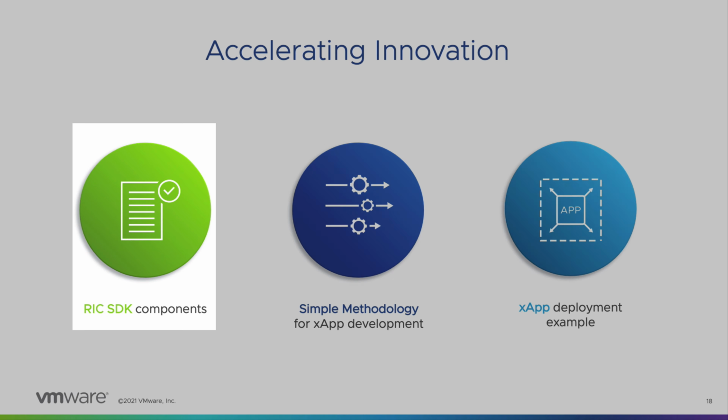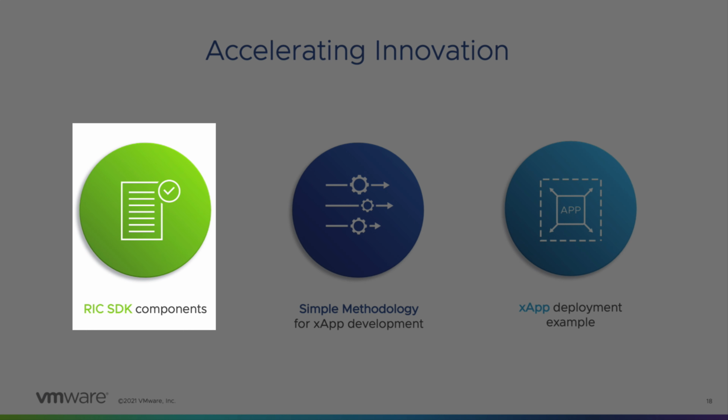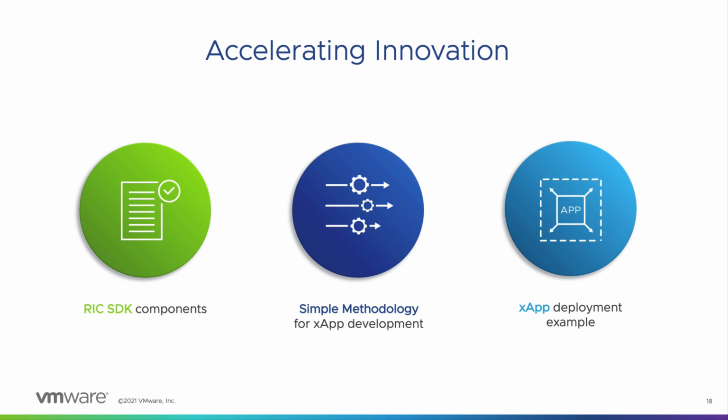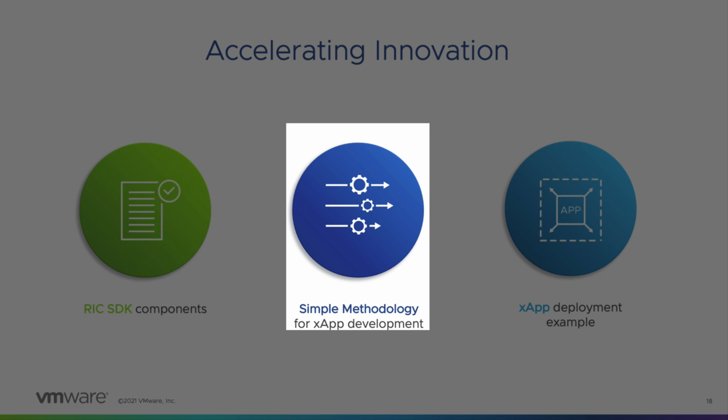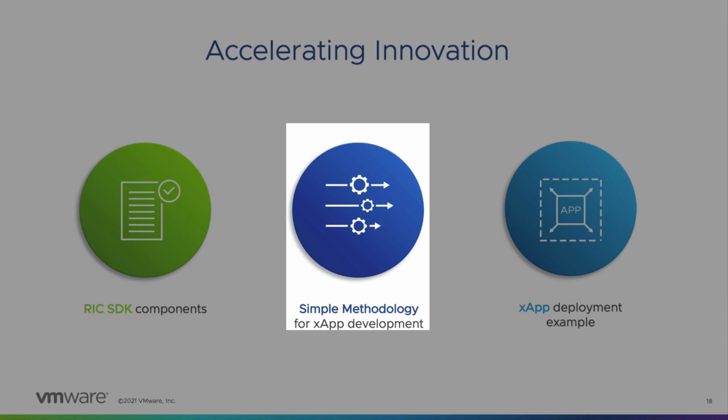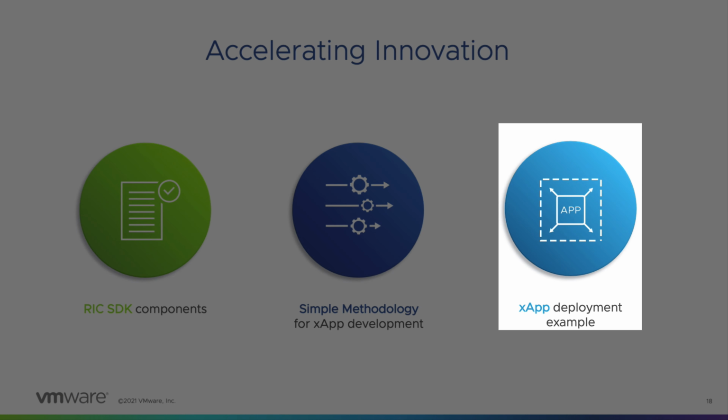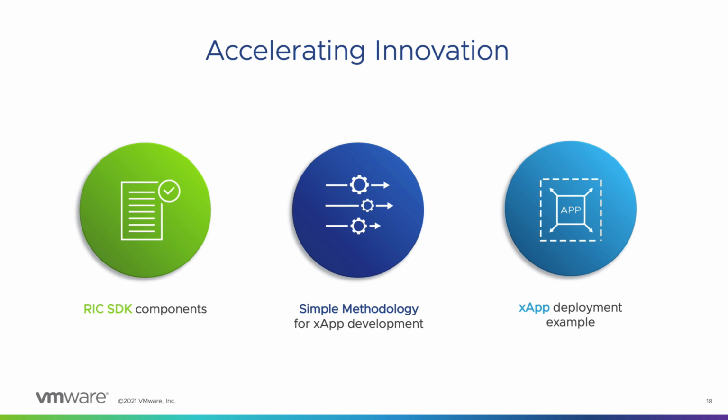To summarize, we have first shown the components of the SDK and how these components have been designed to simplify the interaction among xApps, RIC, and E2 nodes. Then, we have proposed a very simple methodology to develop xApps by using this SDK. And finally, we have shown an example of deployment of an xApp on a RIC. Our ecosystem partners can now focus on developing and bringing their new applications to the market faster.